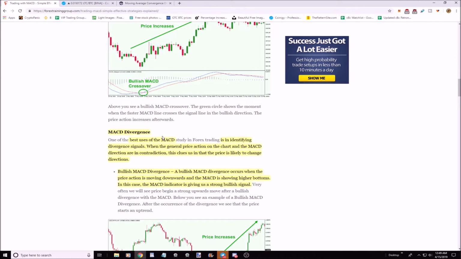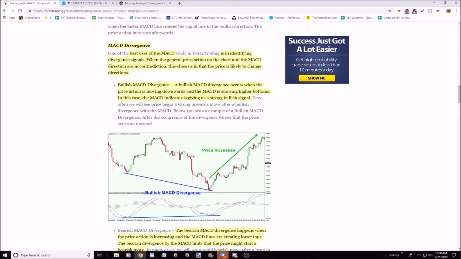Possibly the best use of the MACD is identifying divergence signals. MACD divergence is when the general price action on the chart and the MACD direction are in contradiction. They don't match up. So this clues us that the price is likely to change directions. Let me show you what I mean.